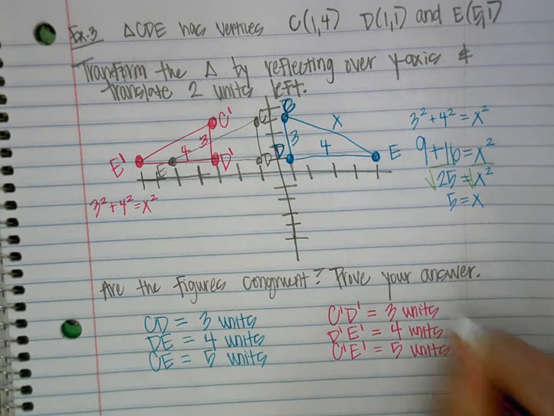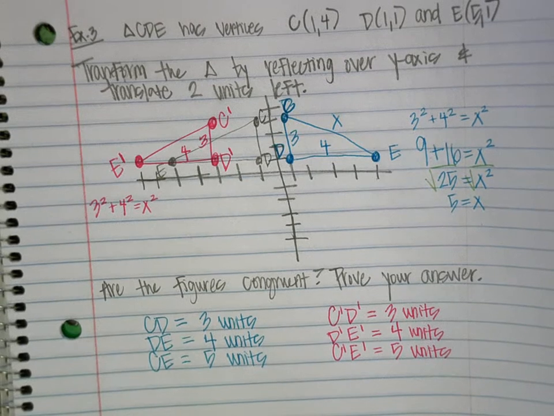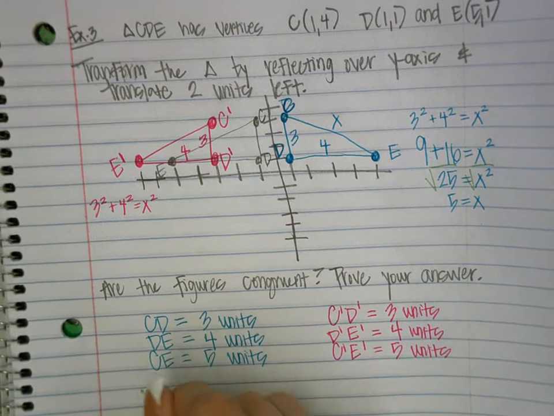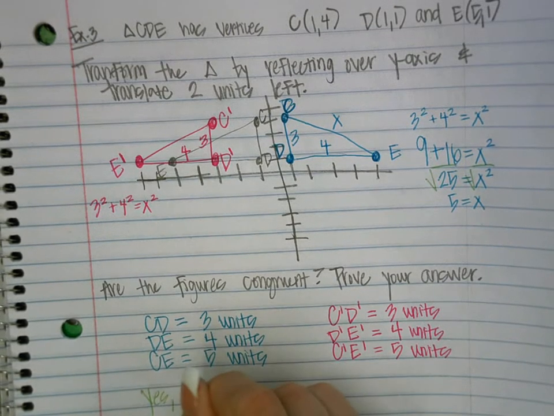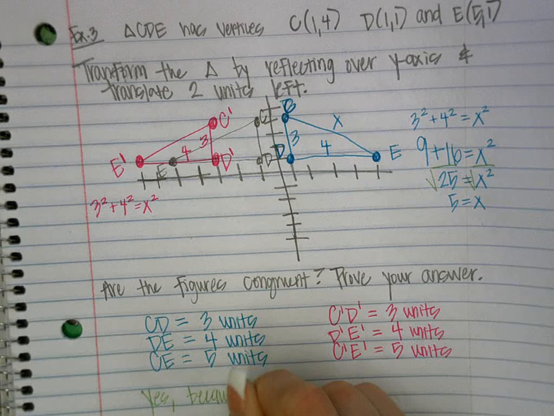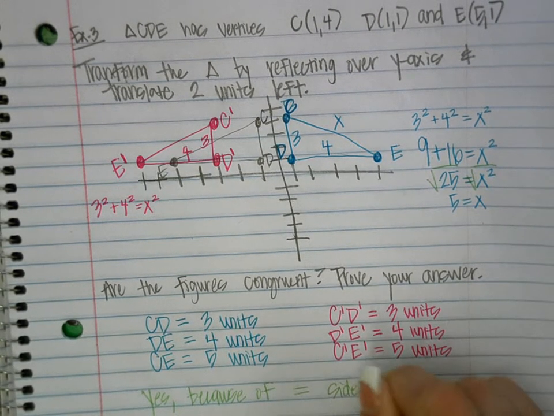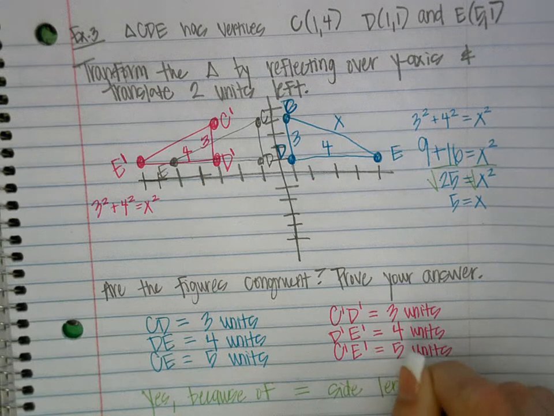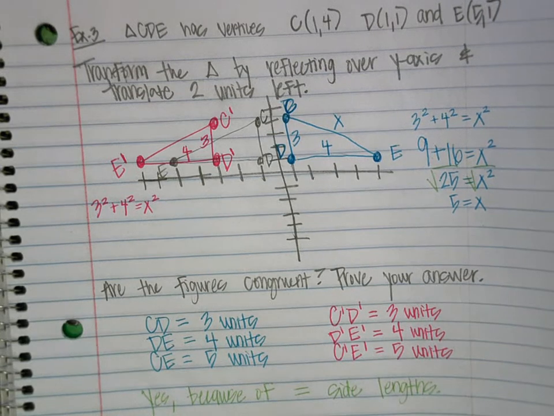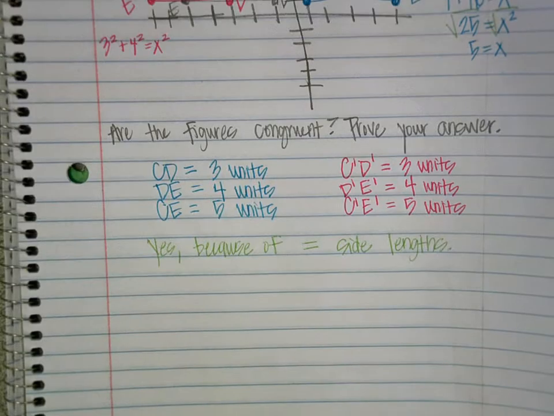So it says, are the figures congruent? Prove your answer. Yes, they are congruent because of equal side lengths. So that's one more way that you can show congruence. Does anyone have questions on how I did that?